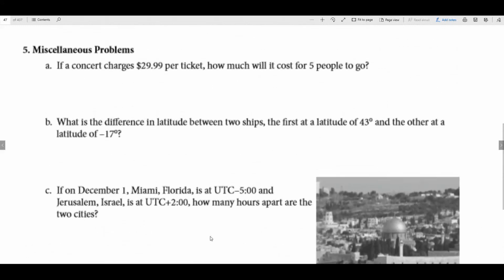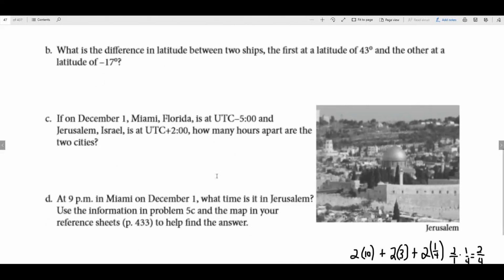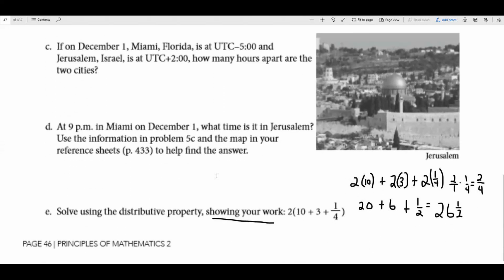Okay? Now I'm going to leave you with A, B, C, and D. These are things that we've been going over the past couple of chapters. So if you need any help on any of it, just let me know. And I'm not going to grade these pages, but I do want to see them, okay?